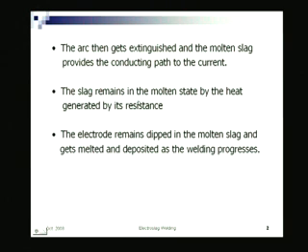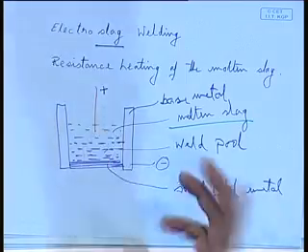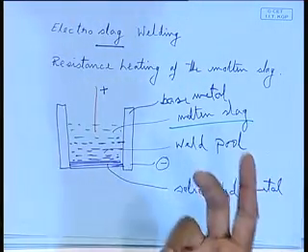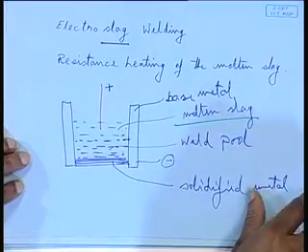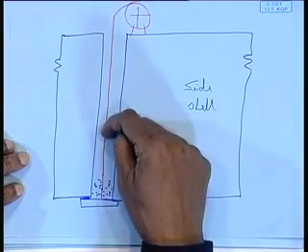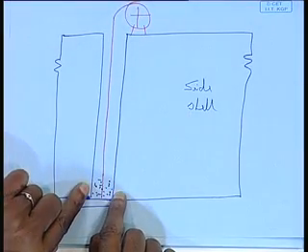Okay. The slag remains in the molten state and the heat is generated by its resistance. The electrical resistance of the slag generates the heat. That is very simple, because if we know the electrical resistance and the amount of current going in, I square R is the heat generated. So, that heat melts the electrode, right. It melts the electrode as well as the base metal.